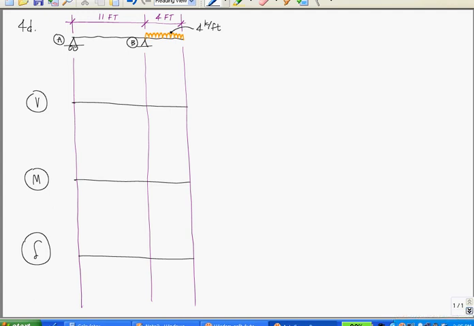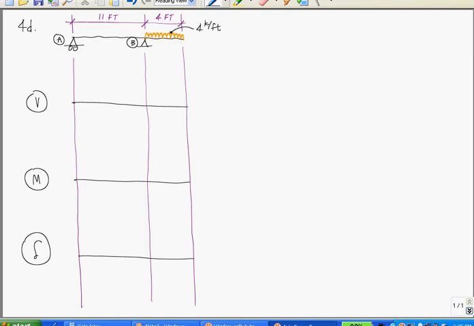All right, and we're going to wrap up the solutions of homework 4 by solving problem 4D. In this problem, we have the same beam as before, but this time the distributed load is only on the overhanging end. The distributed load is still a magnitude of 4 kips per foot, this time over a 4-foot distance.